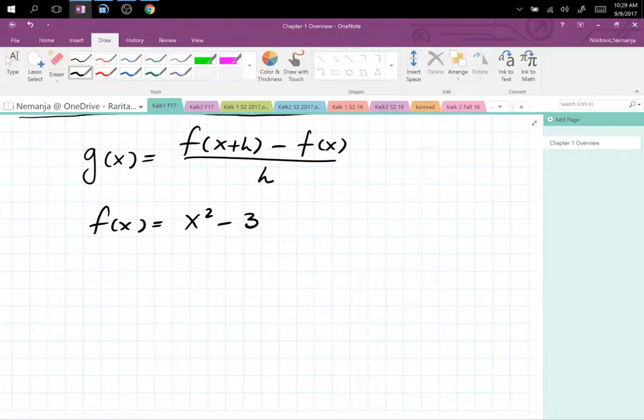Which part is the function composition? Is everything function composition or just a part of it? Very good. Only this part is a function composition. The rest you get to copy and paste. Good. Let's see how it goes.